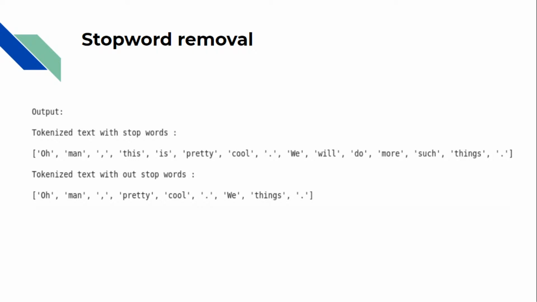So here we have: oh man, this is pretty cool, we will do more such things. After removing these stop words, what do we have? We have only: oh man, pretty cool, we, things. So we have removed all the stop words from this example, and we will see how we do it in Python as well. So don't worry about that.